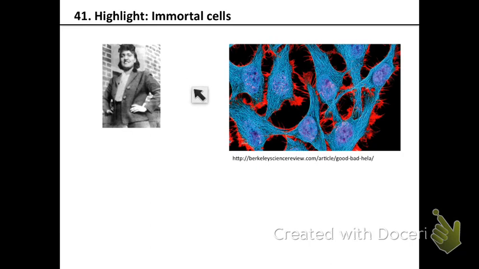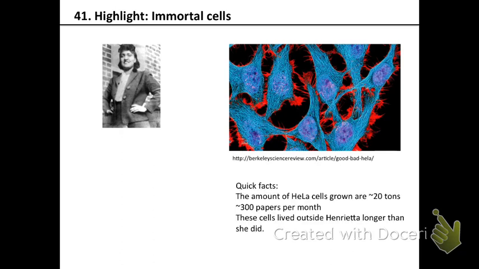Henrietta Lacks cells. So she had ovarian cancer, and at Johns Hopkins, the researchers who were trying to develop these tissue culture systems to grow human cells found out that her cancer cells were supporting growth a lot. So they were dividing like crazy. They were really happy in the dish. And here's a picture of these HeLa cells under a microscope using immunofluorescence.